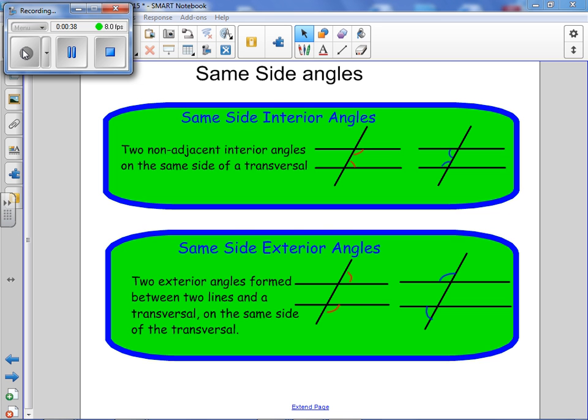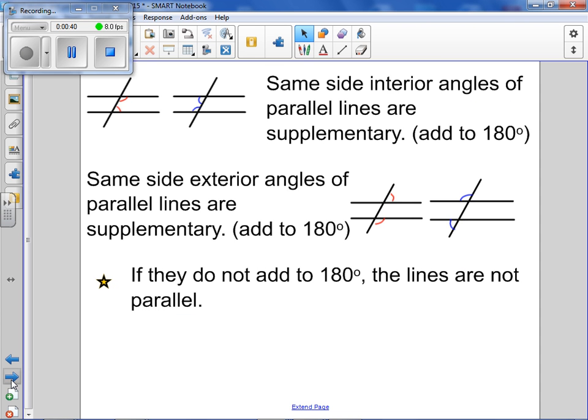The only difference here is all the angle pairs that we've talked about so far, they're always equal if the lines are parallel. When we have same side angles, they're always supplementary. And the word supplementary means that the two of them are going to add to be 180. If the two angles that are same side don't add to be 180, then your lines are not parallel.